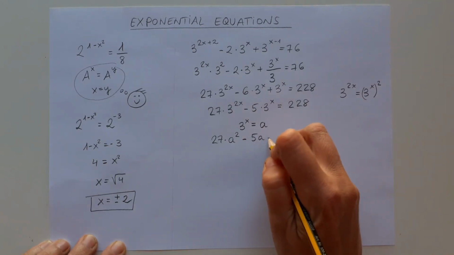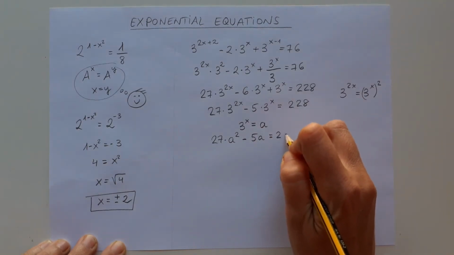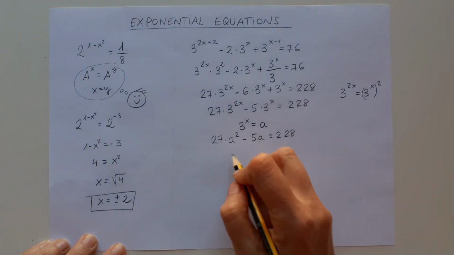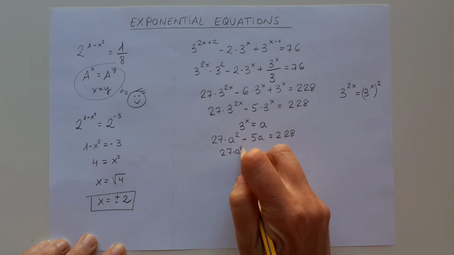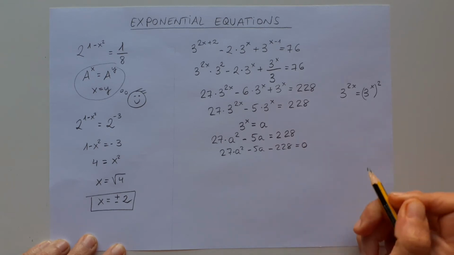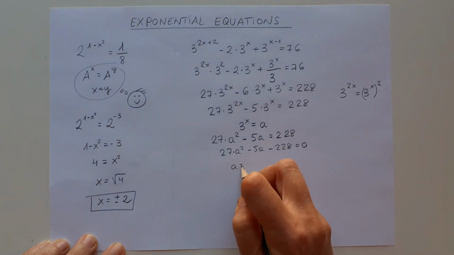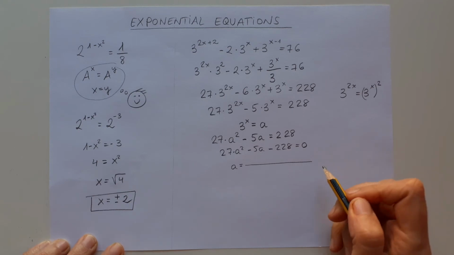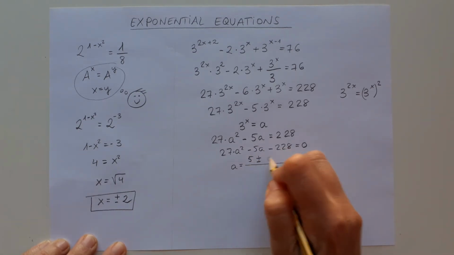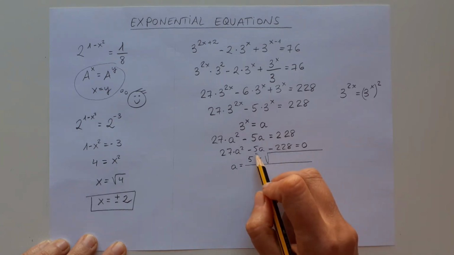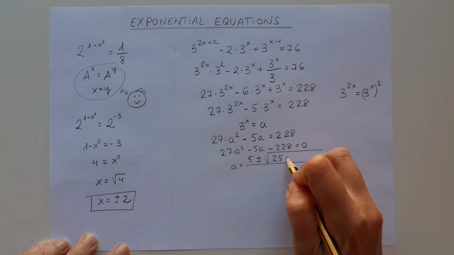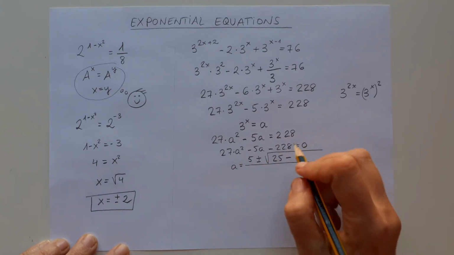Then minus 5a equals 228. This is a second degree equation. I'll write it like this. This comes here subtracting. And now we are going to use our second degree formula to solve second degree equations, and we would have negative b, that is 5, plus or minus the square root of b squared, that is 25, minus 4ac.